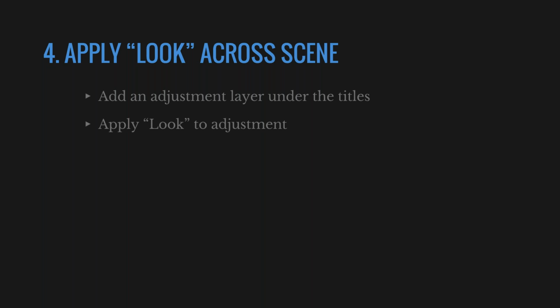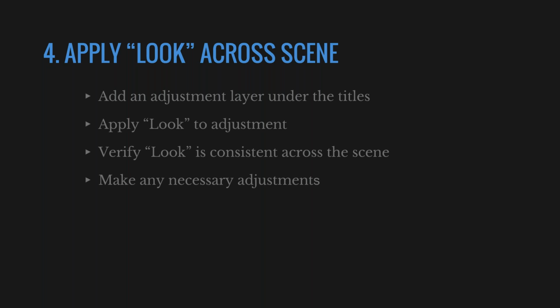Now the last step is we want to have some ability to apply that look we've come up with to all the clips in the scene. So what we want to do in Final Cut is add, and this is sort of a hack, but it's pretty well known in the Final Cut community, an adjustment layer, and you're already familiar with adjustment layers. We add an adjustment layer across all of those clips where we want to add that look, and of course apply that look to the adjustment layer. We then want to go back through, verify that the look is still consistent across the scene, and make any necessary adjustments.